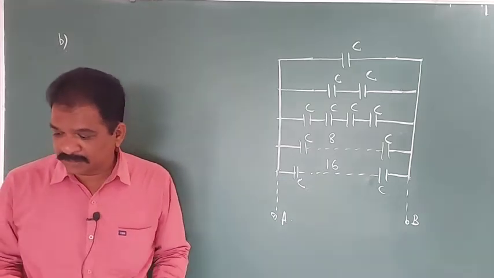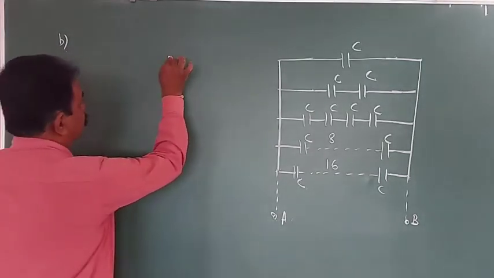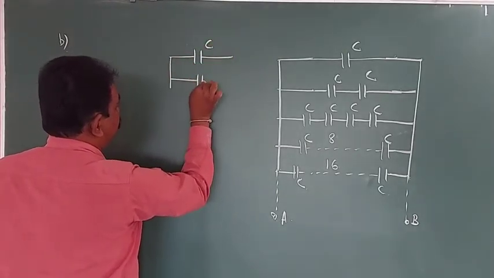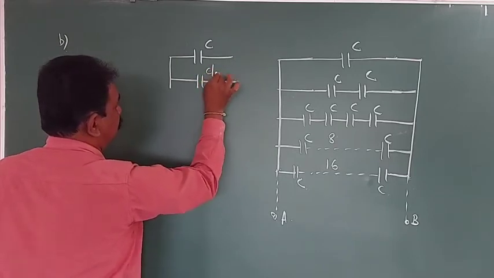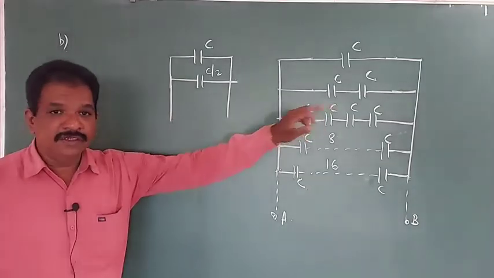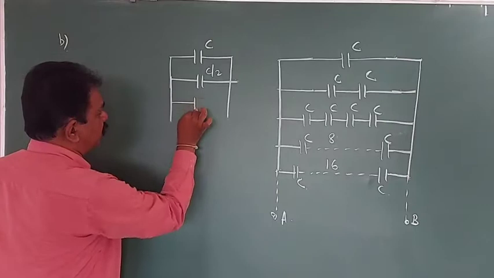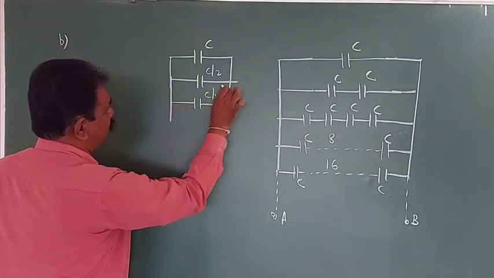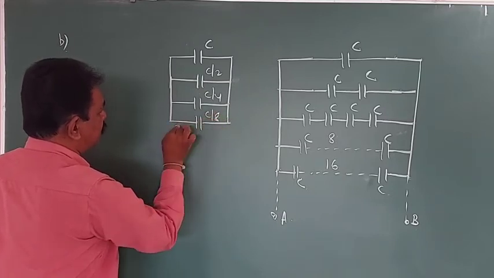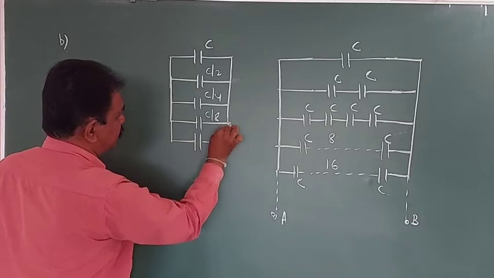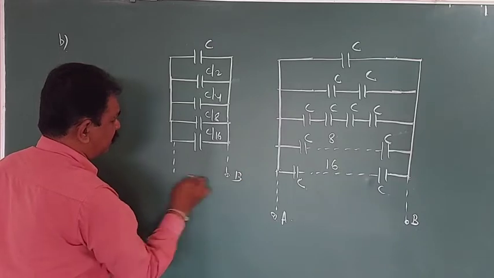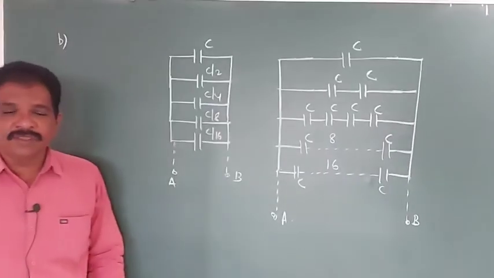That is the question. So if we redraw the circuit, here it will be C, okay. Here it will be C by 2 because 2 are in series. Here 4 are in series, so this value will be C by 4. Next C by 8. Next C by 16. Next it will be C by 32. Like this, one infinite circuit is there.